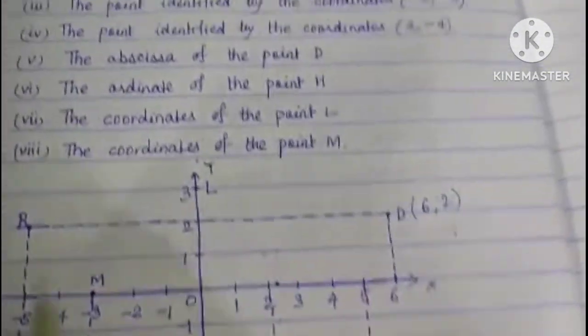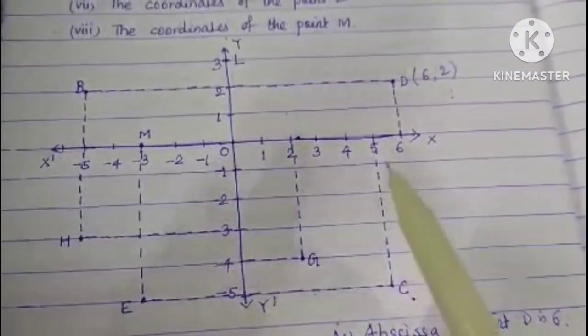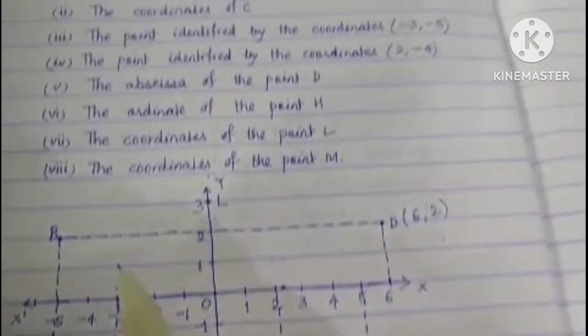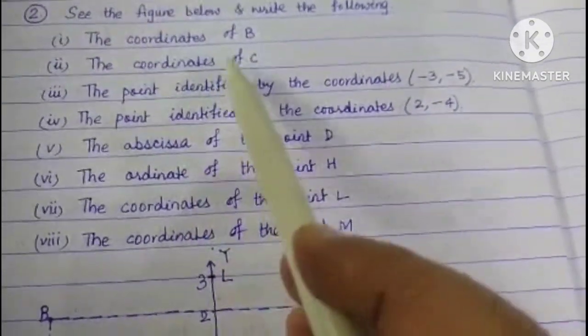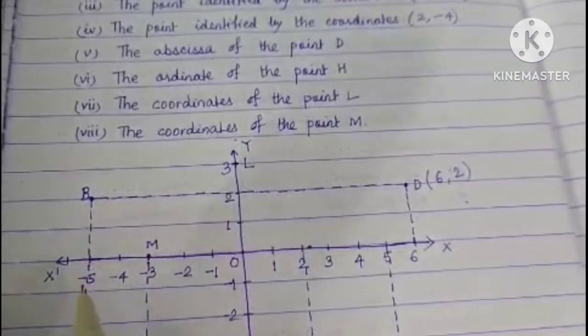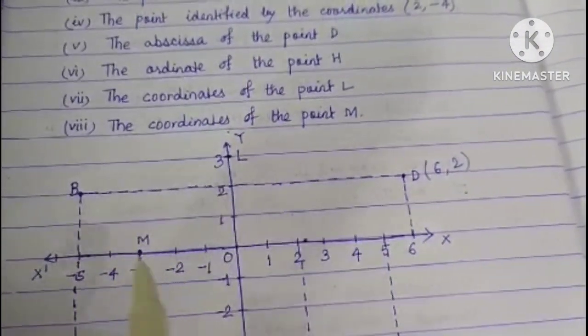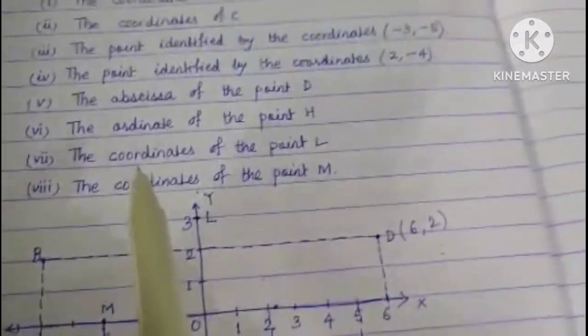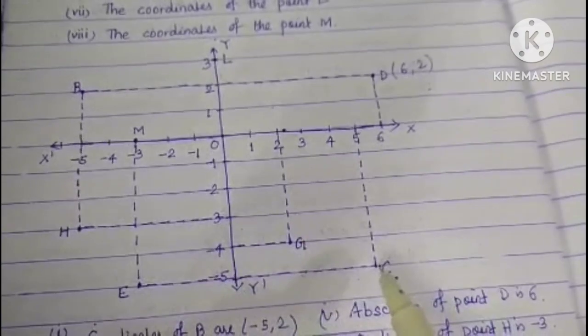Let us revise. We have been given one figure. This is the figure given and various points have been given. We have to identify the following points and answer the questions. The coordinates of B will be -5 and 2. Y coordinate is 2, x coordinate will be -5. So -5, 2. Coordinates of C. C is lying here. It will be 5, -5.